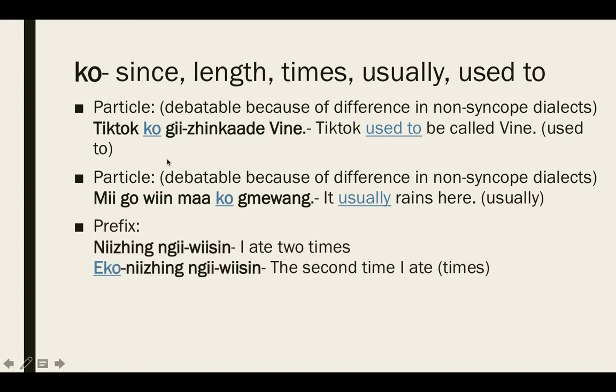And so we got a prefix version here. So nijing ngiwi sin means I ate 2 times. So nijing refers to 2 times. But when we apply the changed version, eko nijing ngiwi sin means the second time I ate. So here we can see the changed version on this number with a vowel or consonant ending. And changes it to 2 times I ate, the second time I ate. So this is where a k or k can refer to times.